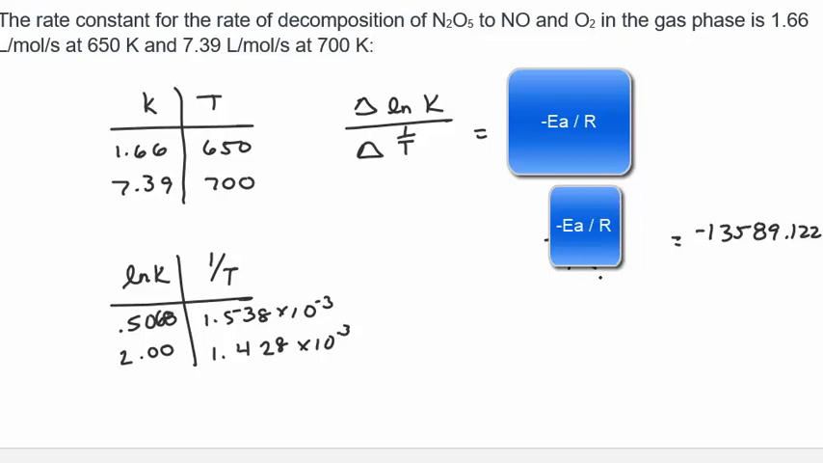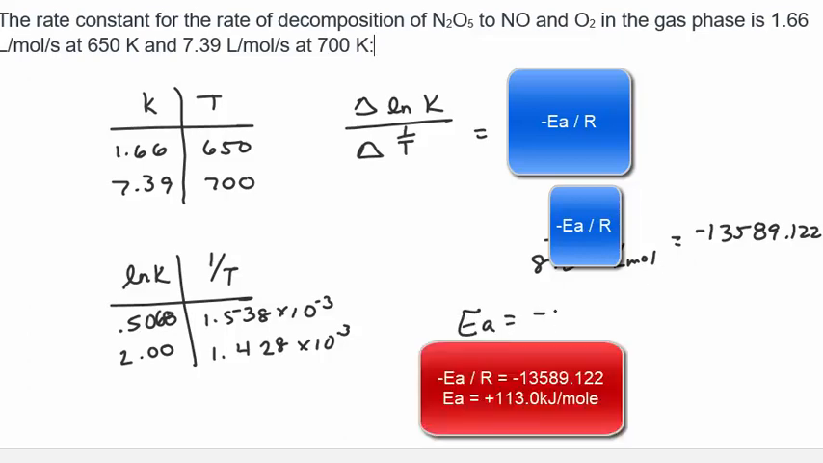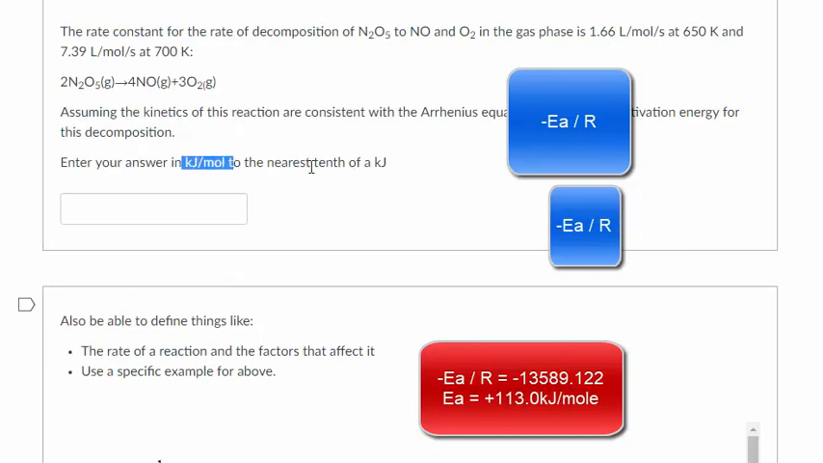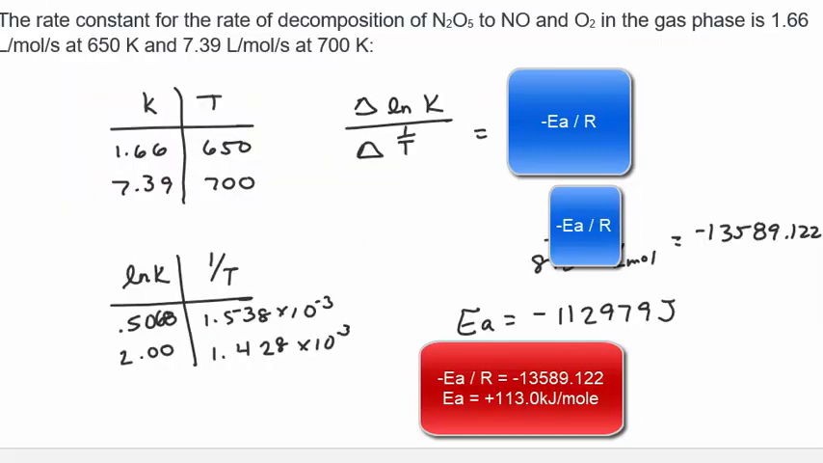Now, R we know. R is the ideal gas constant, but when we're working with energy, it's 8.314 joules per K mole. So what we're going to do then is multiply both sides by this 8.314. So I get an activation energy is equal to a -112,979 joules. Now that's a really big number. It says to enter the answer in kilojoules to the nearest tenth of a kilojoule. So kilojoules, I'm going to go over 3. That makes it kilojoules. I'm asked to go to the nearest tenth, and I have a 9. Look next door. It's going to go up. So I would actually report a -113.0.